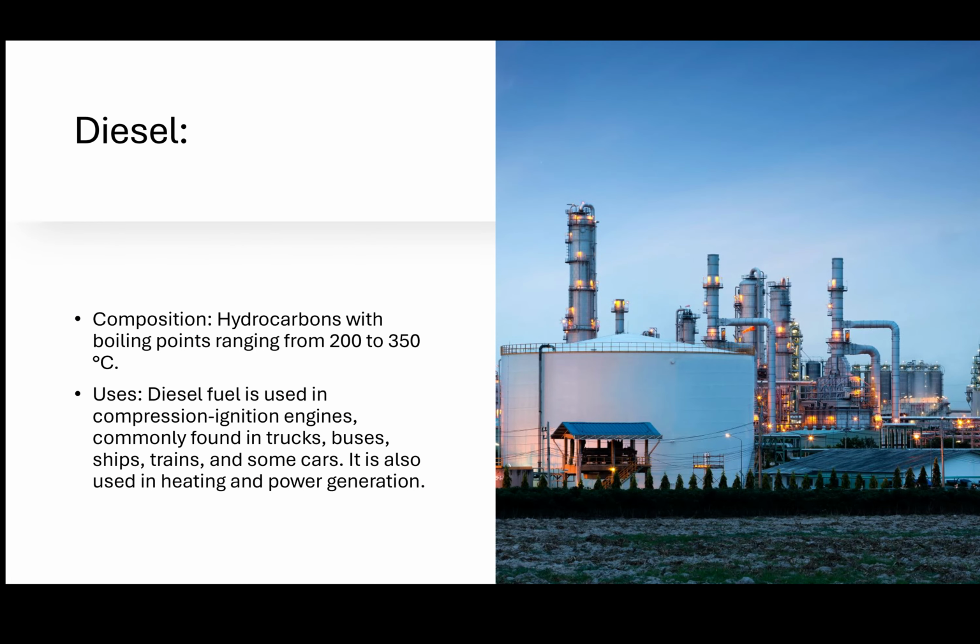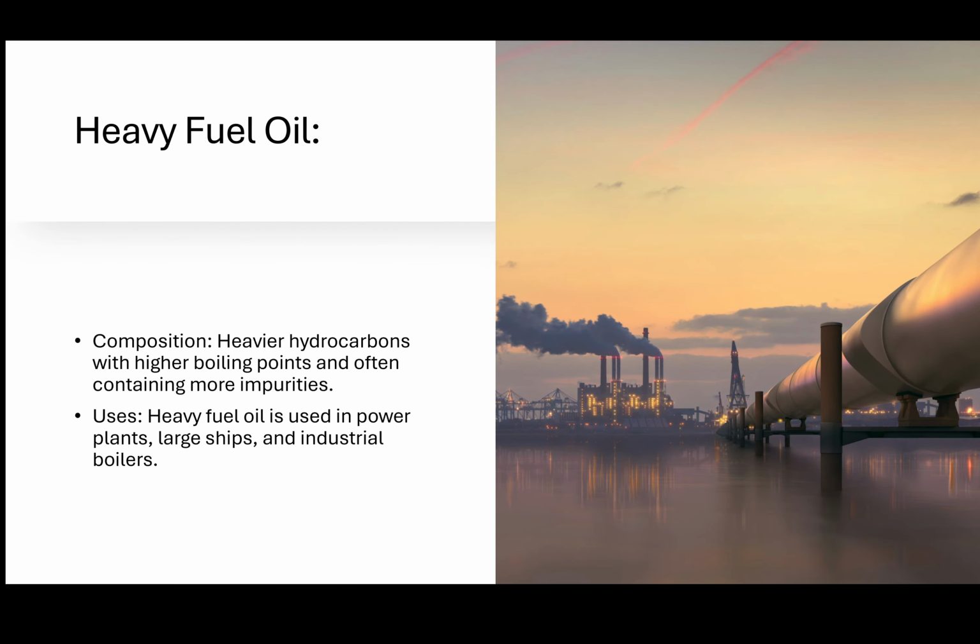Diesel now. So diesel is hydrocarbons ranging from 200 to 350 degrees Celsius for its boiling point. And it's used in compression ignition engines commonly found in trucks and buses, ships, trains, and some cars still use diesel. And it's used for heating and power generation. Heavy fuel oil now. These are the heavier hydrocarbons, used in large ships, power plants, and industrial boilers. So these are things that would be used in, let's say, the sulfuric acid industry, the aluminium industry, and stuff like that. These are things that we burn to produce the energy.